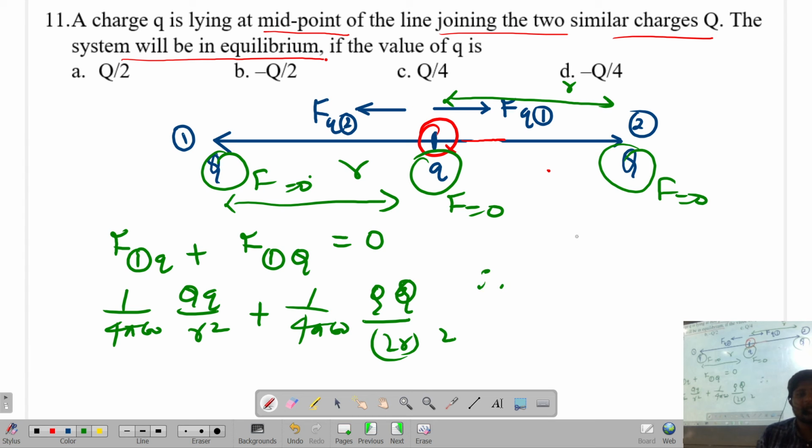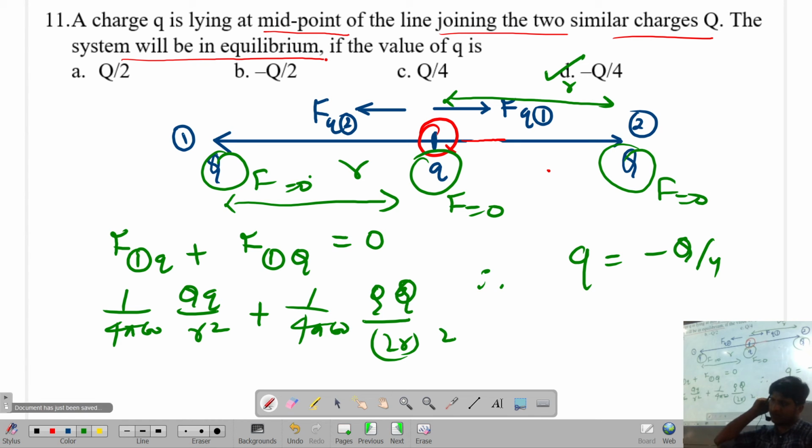So therefore, what did I get as q? q is equal to minus capital Q by 4, or not? Tell me yes or no. I'll get minus capital Q by 4, so option D is correct. Got it or not? The easiest trick is this only: the total force on this system of charges is 0, and if the total force is 0, you can just write the equations for it. Are you able to get it or not? Can I move ahead? Write it fast.